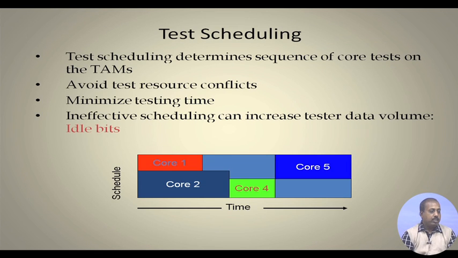So, what is the test scheduling problem? Test scheduling determines the sequence of core tests on the TAMs. TAMs are there, so which core will be assigned to which TAM, and in which sequence they will be tested. At what time that particular core will be tested.